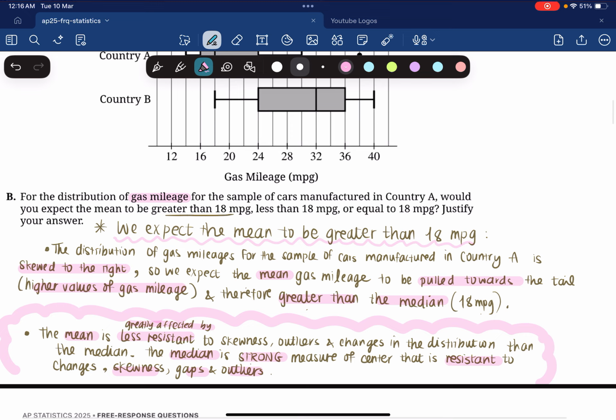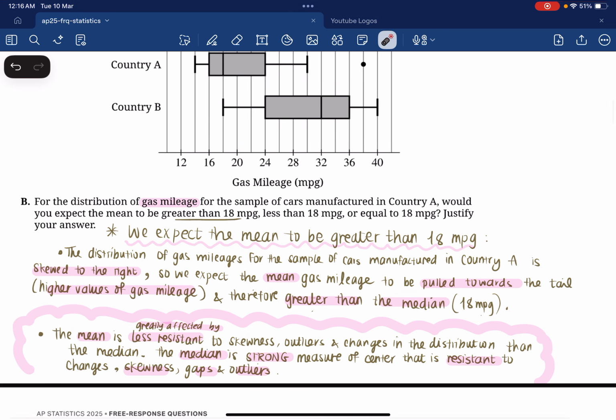So how do I answer this question to get the full mark in part B? We say we expect the mean to be greater than 18 miles per gallon. So I answer the question and then I justify, because the distribution of gas mileages for the sample of cars manufactured in country A, notice the context, is skewed to the right. So we expect the mean gas mileage, context, the mean gas mileage to be pulled towards the tail or towards the higher values of gas mileages, and therefore to be greater than the median.